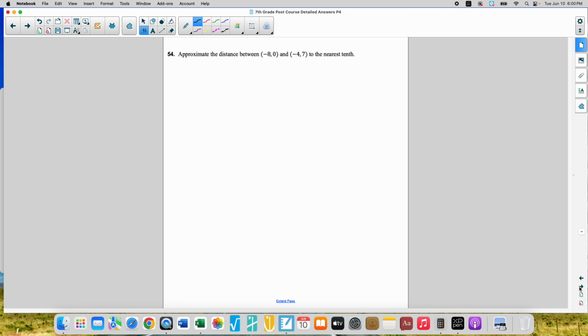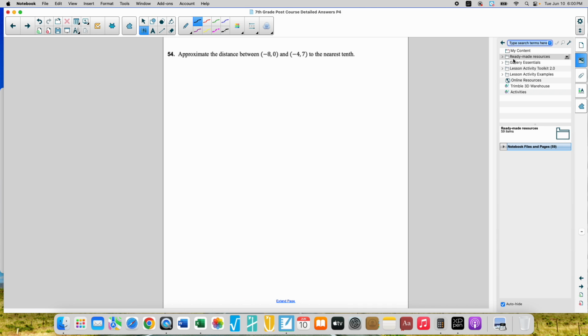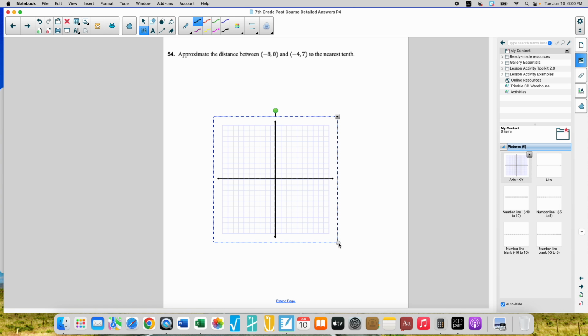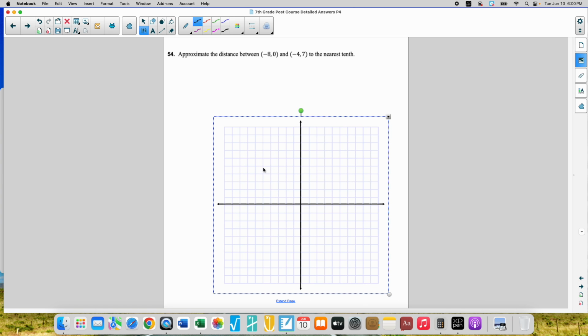Approximate the distance. Okay, so when we have these, let's draw this out because this will be a good lesson for us. Let's make this a little bit bigger.